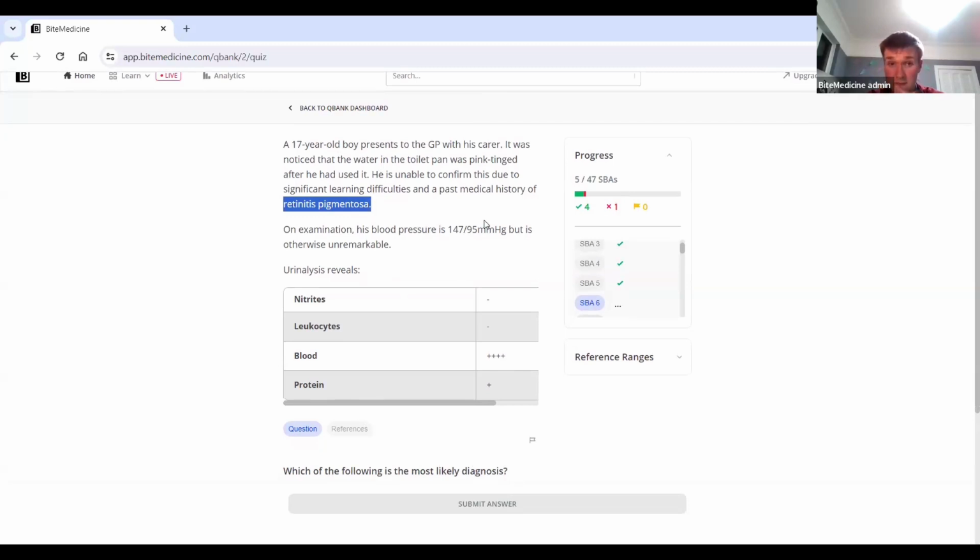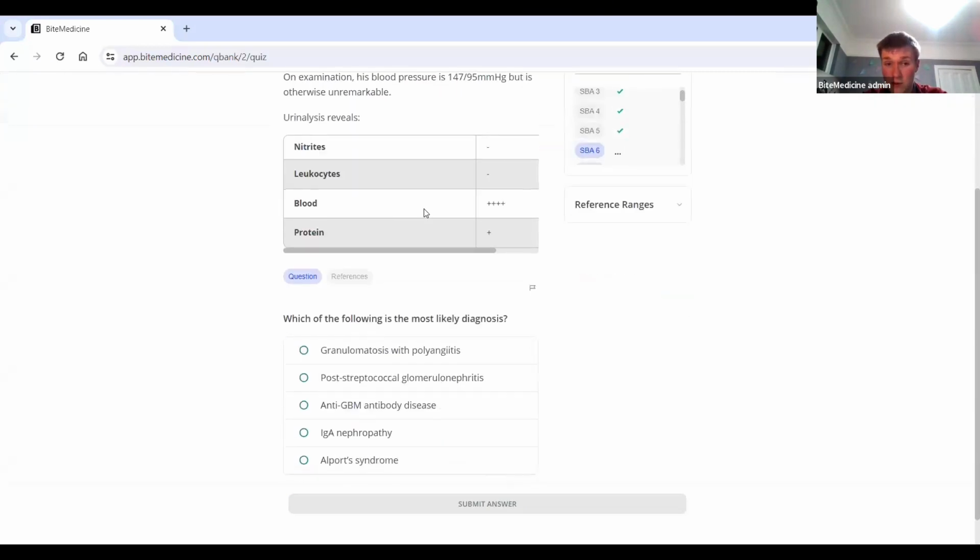He's hypertensive. Great, that fits with nephritis. And 4+ blood, yeah, also fits with nephritis. So even before you get to the question, you need to think, right, what conditions do I know that cause a nephritic picture? And there's loads, okay? But with significant learning difficulties, visual disturbance in a young male, there should really only be one answer that jumps to mind, and that is Alport syndrome. And you get that lovely moment when you see it.